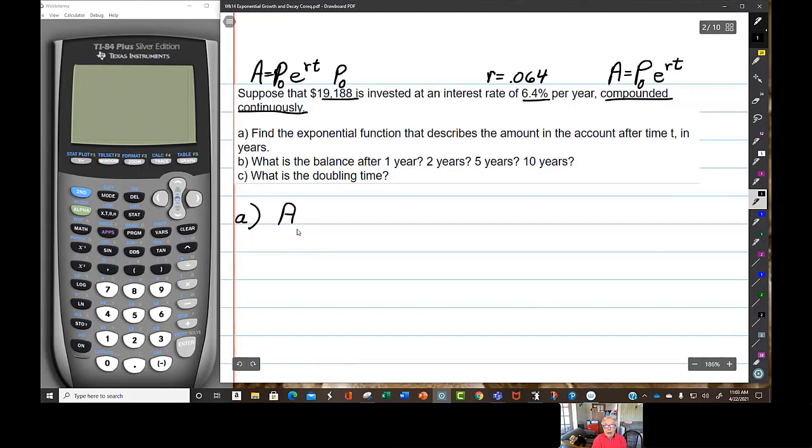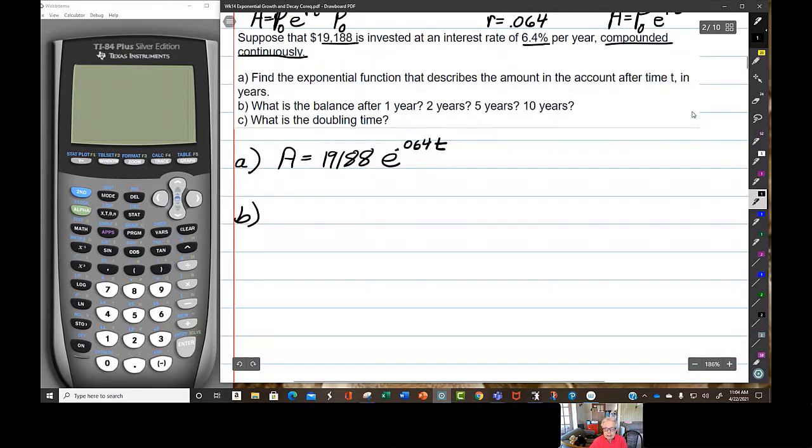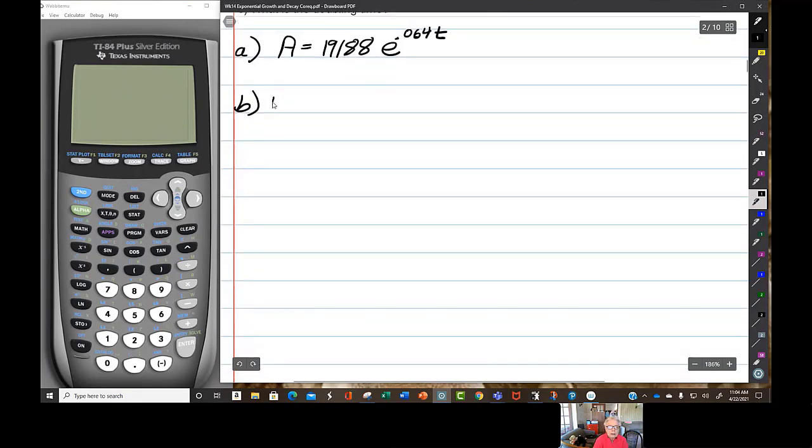We're going to have A, the amount after time, equals 19,188 times e to the 0.064t. And this is the formula we use to answer all of these questions. So for B, let's see if the times are the same. 1, 2, 5, and 10. So let's do the first 2. That's T. T is the only thing that's going to change.